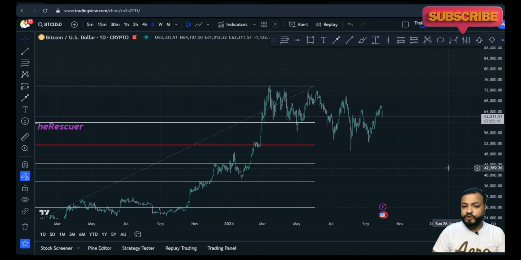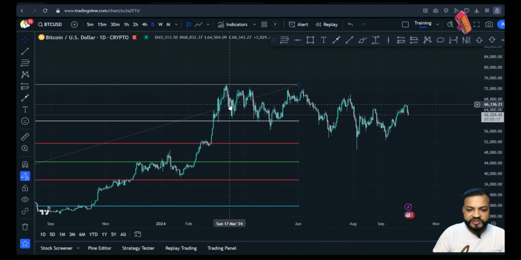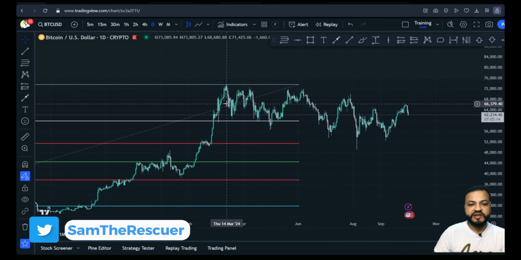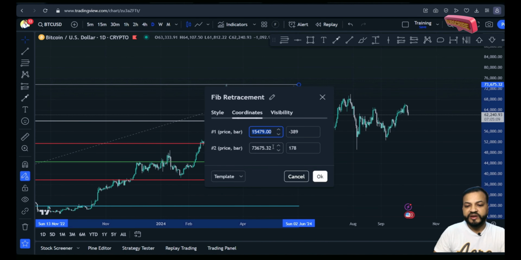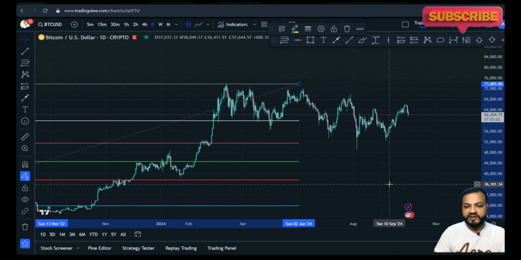15,479. And for the top, you have to do the same as well. See, the top is not exact. For the top, you see the high is 73,805. You click on this 73,805. That's it. Plus, you're good.